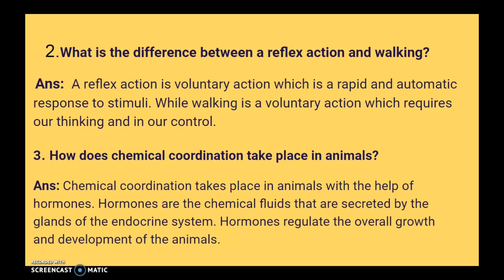How does chemical coordination take place in animals? Answer: chemical coordination takes place in animals with the help of hormones. Hormones are the chemical fluids that are secreted by the glands of the endocrine system. Hormones regulate the overall growth and development of the animals.